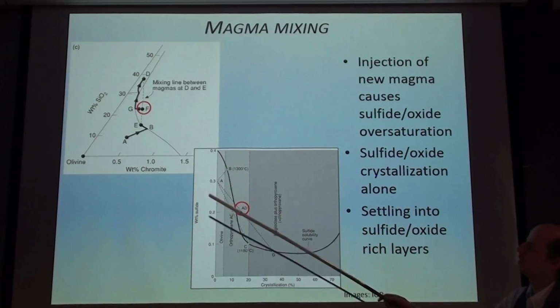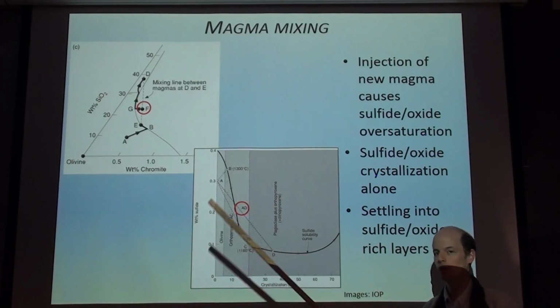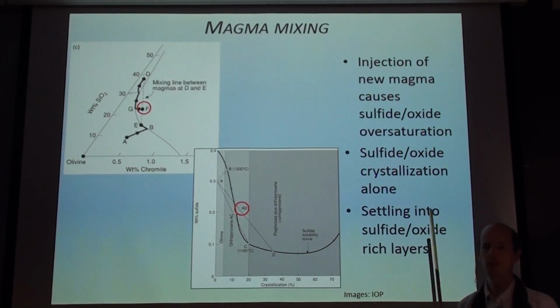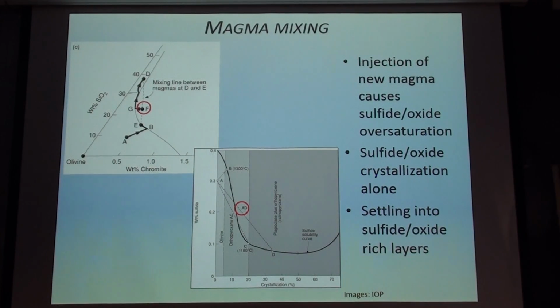And mixing them forms composition F, which is entirely in the chromite field. And so we will have basically saturation of chromite at once and crystallization and precipitation of chromite alone without silicates. And hence we form these massive chromite or chromitite layers.